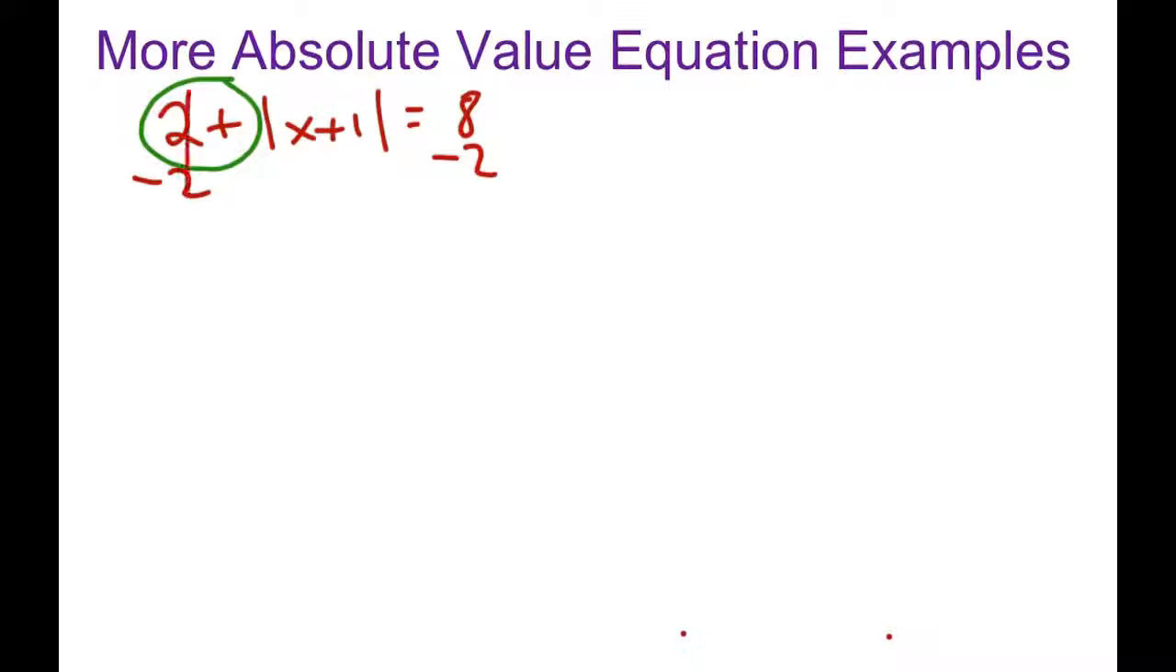All right, let's look at some more absolute value equation examples, because they do get a little more complicated. What if I had something like this? 2 plus the absolute value of x plus 1 equals, let's say 8. So before I break this up into two parts, I want to get rid of all the stuff that's outside of my absolute value symbol. So let me use inverse operations here, and I'm going to subtract 2 on both sides. And that cancels. The absolute value of x plus 1 equals 8 minus 2, 6.